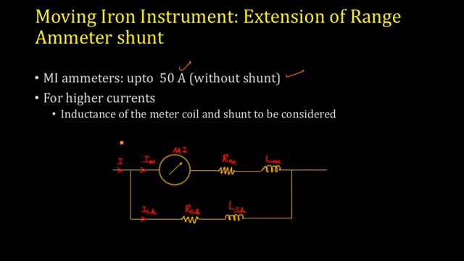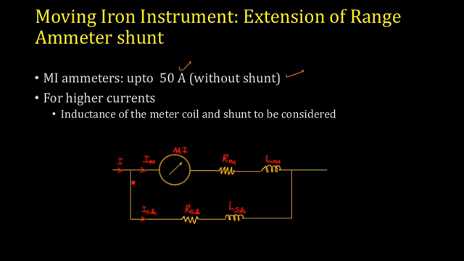Now while you are measuring AC, you have to consider the inductance of the meter coil as well as the shunt. So RM is the meter coil resistance, and LM is the meter coil inductance, and RSH and LSH are the resistance and inductance of the shunt that is used. If you are directly using a resistance also, it might have some inductive properties since it is carrying alternating current. So you can associate some inductance LSH with it.